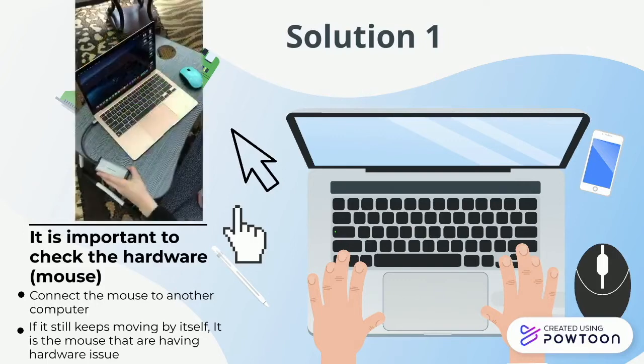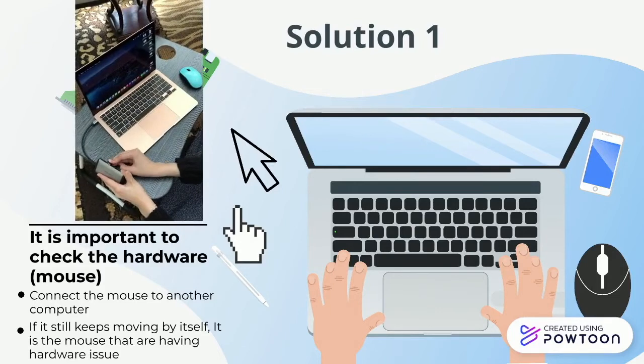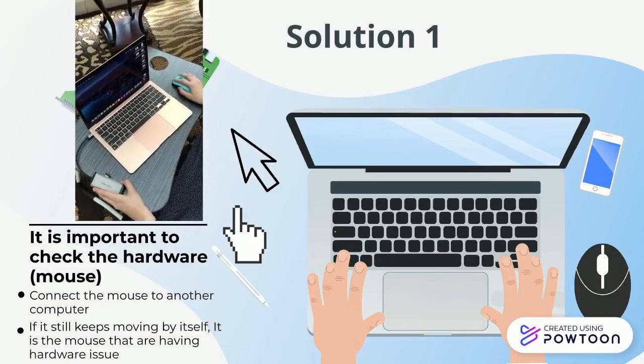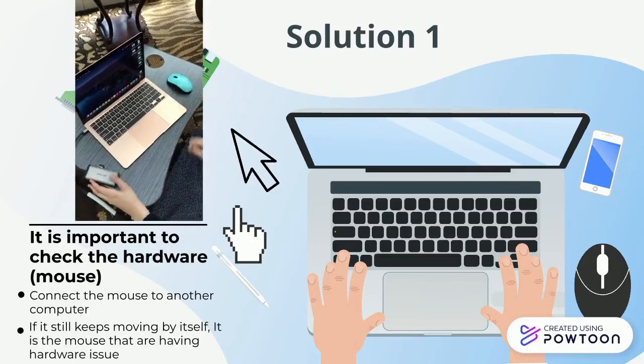All you have to do is connect the mouse to another computer. If it still keeps moving by itself, just like how it did on the other computer, it is the mouse that is having a hardware issue. All you have to do is just buy a new one.